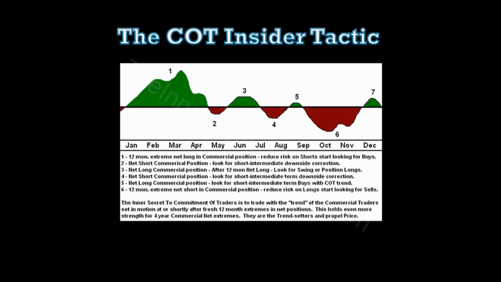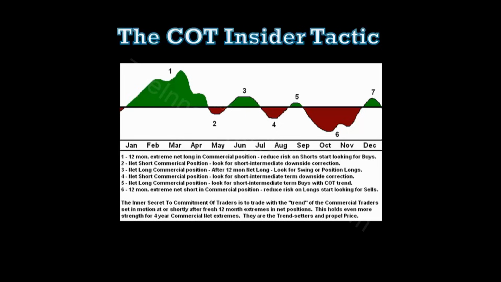The number 2 point in this graphic depiction, you can see the commercials move down to a net short position. Even though it's very, very small, you can look for short to intermediate term downside corrections. But overall, look what we have. We have a very, very large pre-existing net long position by the commercials at the number 1 point. So even though the price may correct and trade lower during that period in May where we see a net short position by the commercials, that may be just a minor correction, for the trend to resume during the number 3 point.